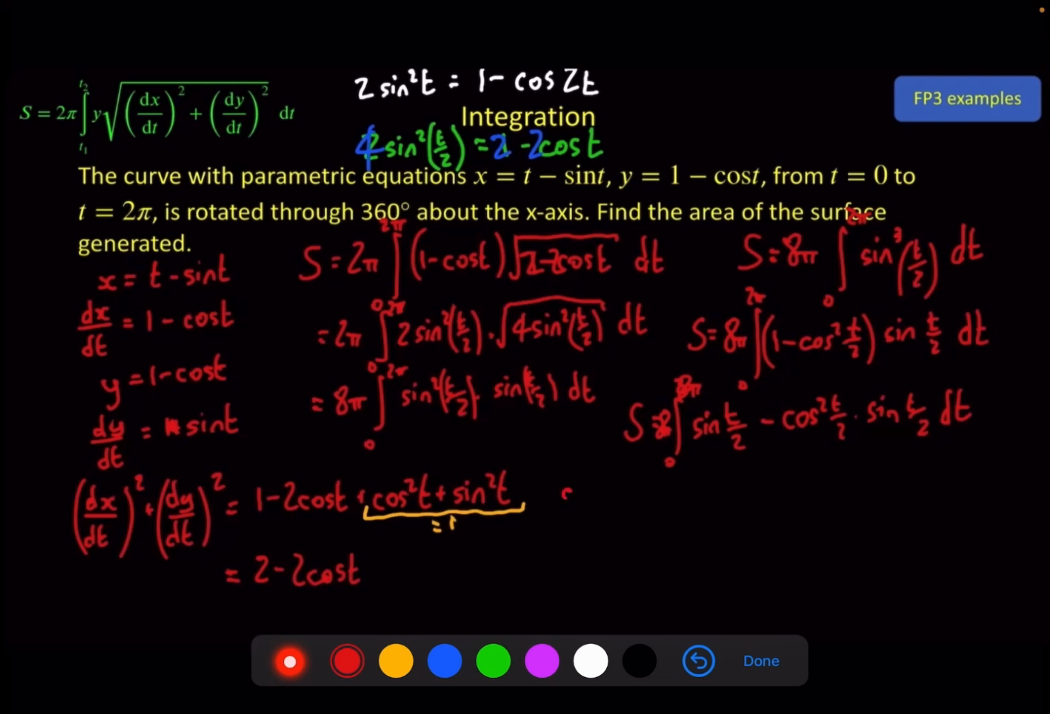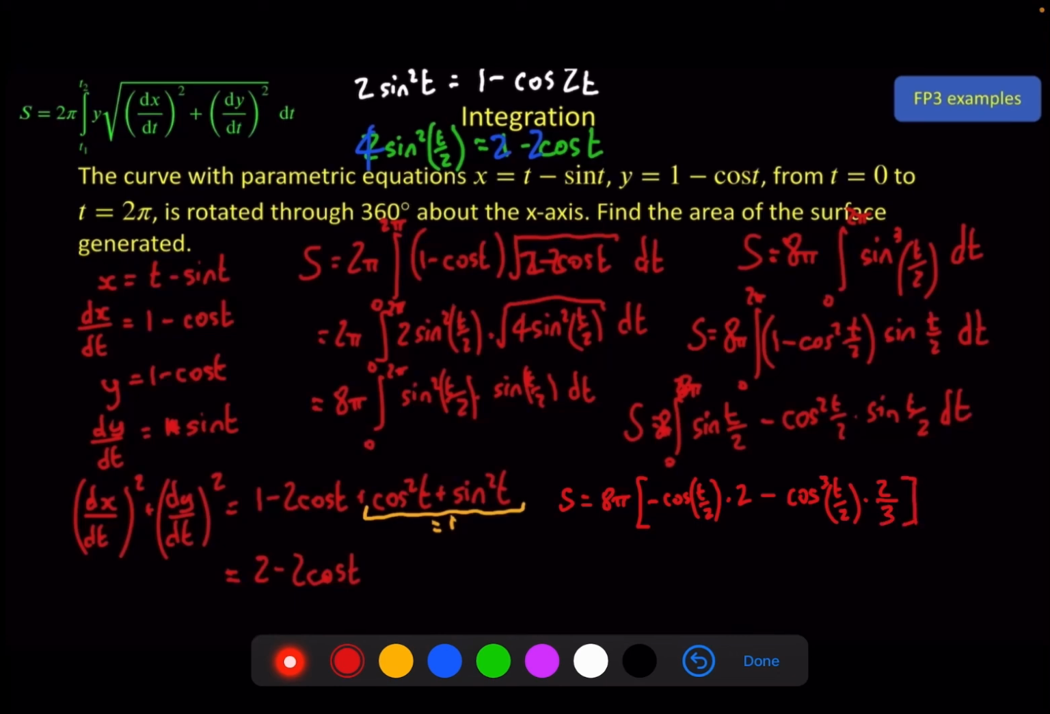So integrating this, we have 8 pi times by the integral of sine t over 2, that's minus cosine t over 2. I'll put that in brackets because I also need to divide by the derivative of that t over 2. So dividing by 1 over 2 is multiplying by 2. Then minus, and we have this thing combining, as I said, to give us cos cubed t over 2. And again, we have to divide by the derivative of t over 2. So we're multiplying by 2, but we also have to divide by the new power, a 3.